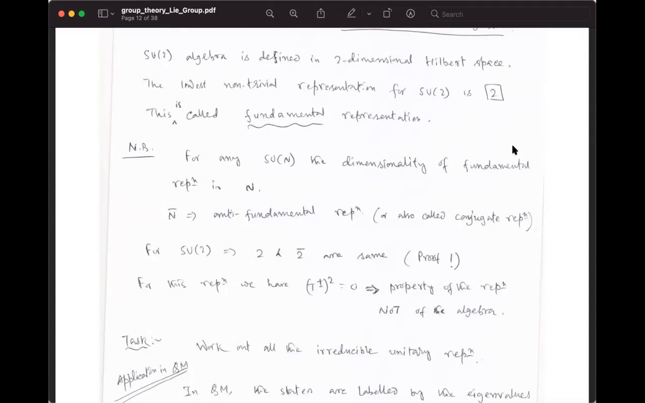For SU2, 2 and 2 bar are basically the same. Okay, and you have to remember the 2 bar. If you define a two-dimensional representation, which you can think of as a column vector psi 1, psi 2, then 2 bar is not just psi 1 star, psi 2 star.